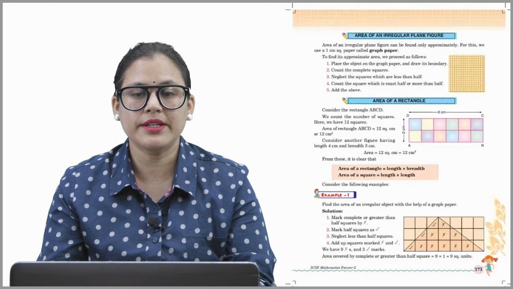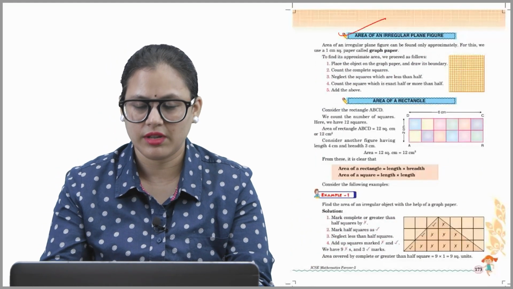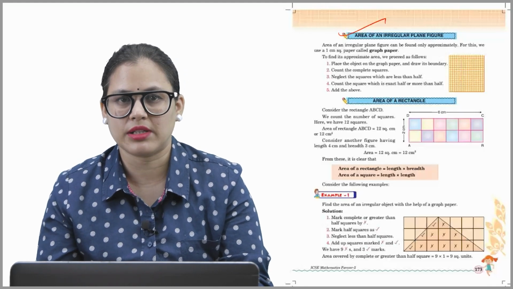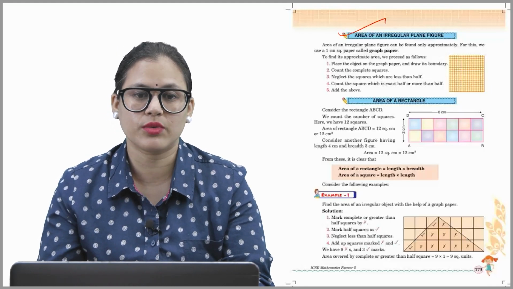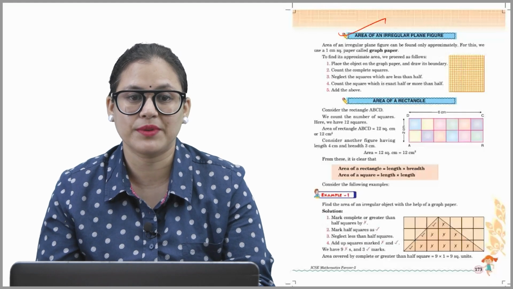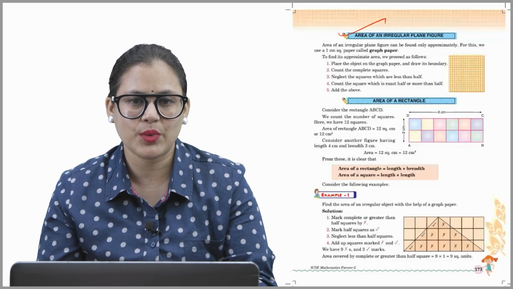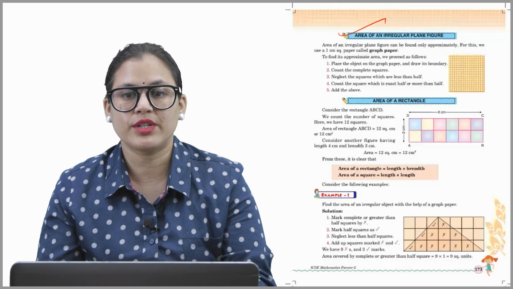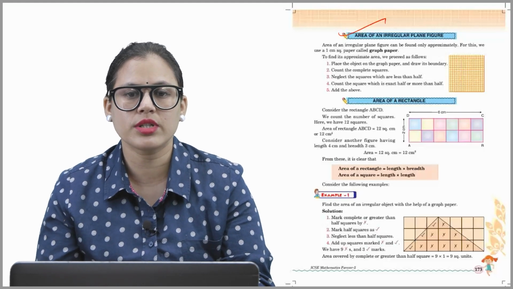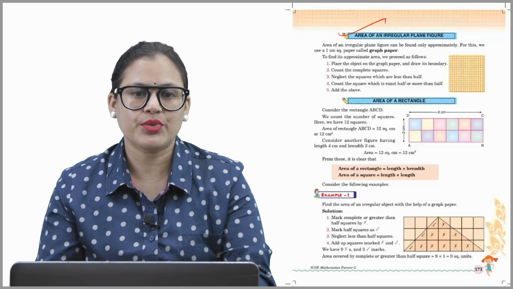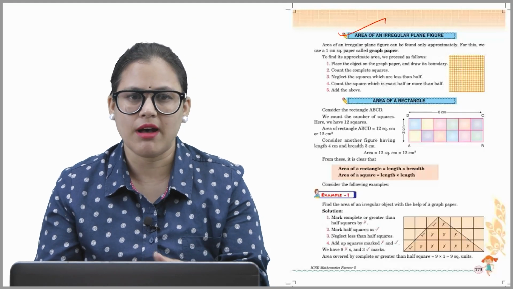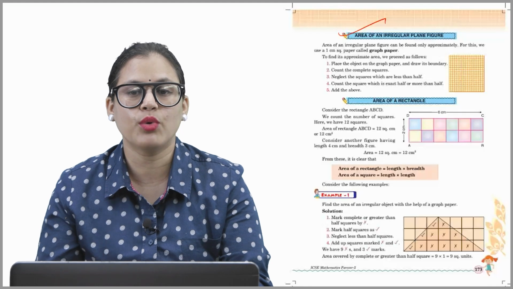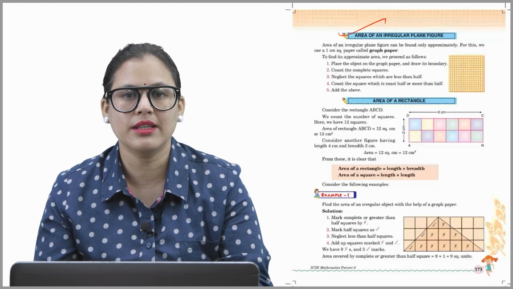Area of an irregular plane figure. Area of an irregular plane figure can be found only approximately. For this we use 1 centimeter square paper called graph paper. To find its approximate area, we proceed as follows. Number 1. Place the object on the graph paper and draw its boundary. Number 2, count the completed squares. Number 3, neglect the squares which are less than half. Number 4, count the squares which are exactly half or more than half. And number 5, add the above.